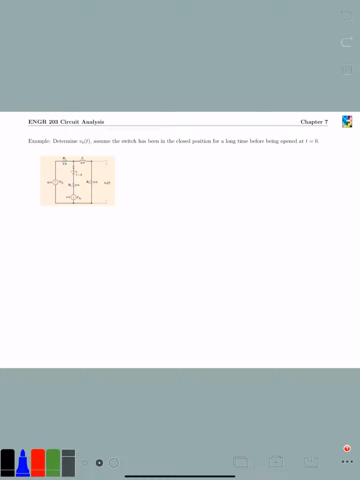Now, as we're going to do for every problem in this chapter, we're going to start out by writing down that V0 of t is K1 plus K2 e to the negative t over tau. So every single problem in this whole chapter, when we're solving these, we're going to start with that and figure out the three constants K1, K2, and tau. And in order to find those, we're going to look at the circuit at three different points in time.